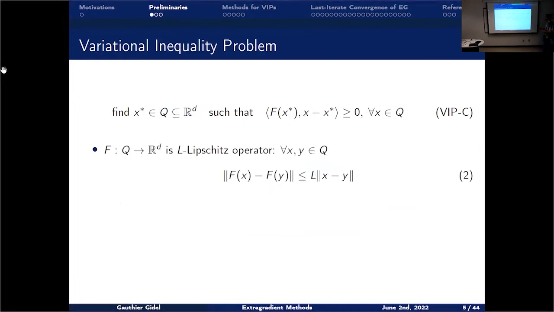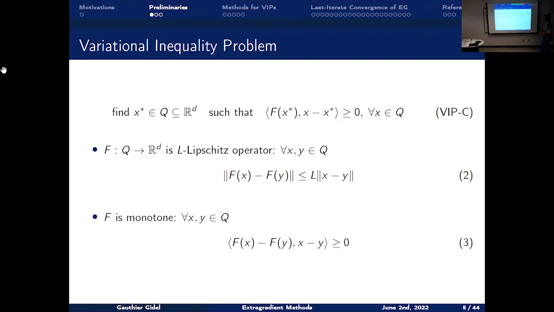And the assumptions we're going to make on the vector field are two very standard assumptions. The first is that the vector field is Lipschitz. So it's just a regularity assumption. Basically, we want the vector field not to be too crazy. So if x and y are close, then F of x and F of y should be close. So it's just Lipschitz continuity. I think everyone is familiar with this.